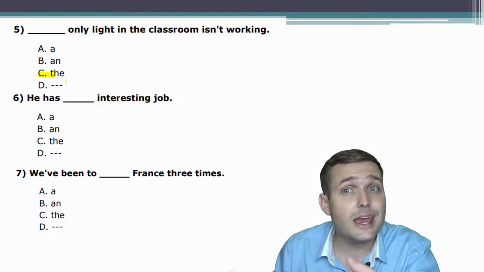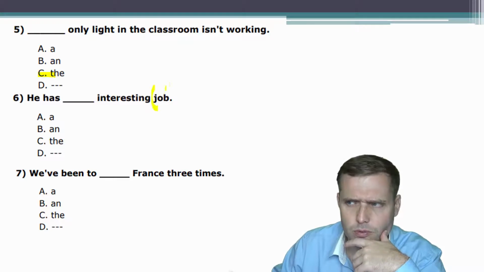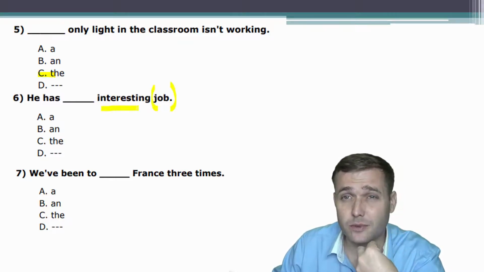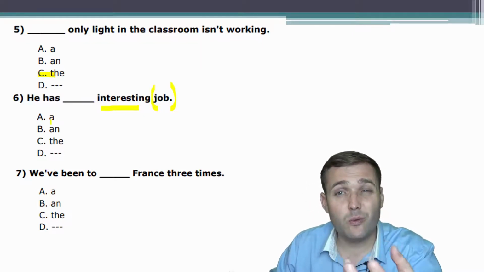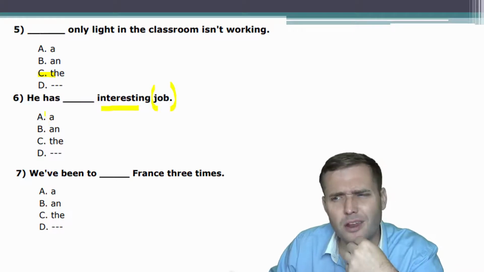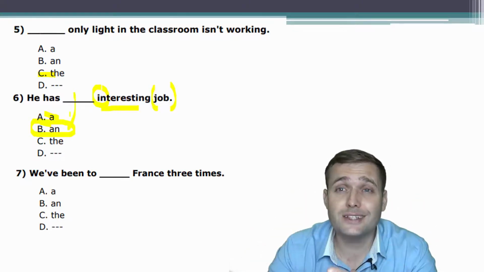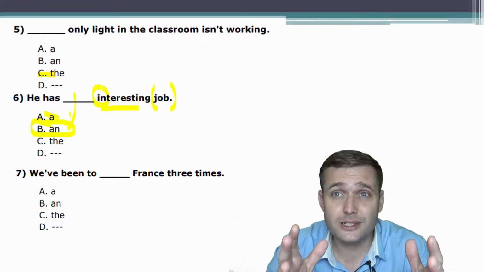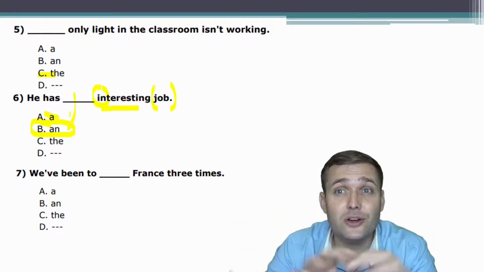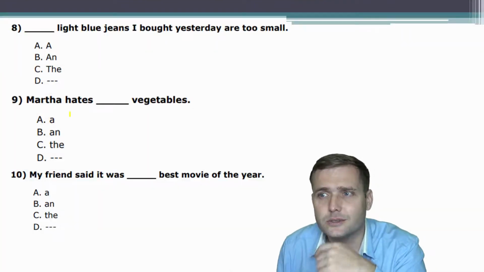He has blank interesting job. Okay. Job. Interesting. So this is adjective plus noun, but we're talking about one job. So we need to use an article. Not a, because it has an I. He has an interesting job. We've been to France 3 times. So remember, for a country or a city, we don't need to use an article. So we can leave this one blank. We've been to France 3 times.